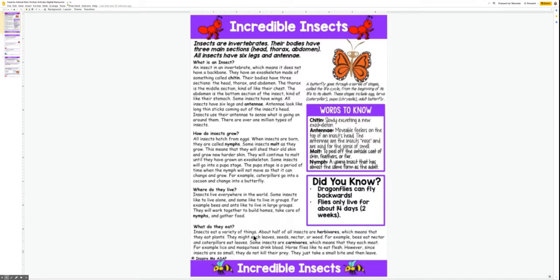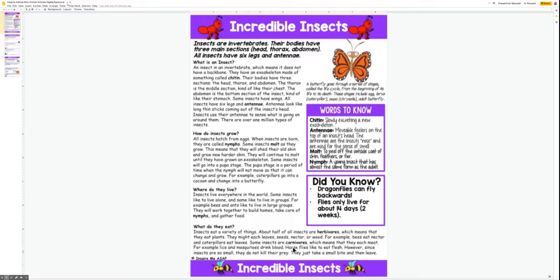Insects eat a variety of things. About half of all insects are herbivores. Ooh, do you remember what herbivore means? Good, let's keep reading. Which means that they eat plants. They might eat leaves, seeds, nectar, or wood. I think that was supposed to be eat. For example, bees eat nectar and caterpillars eat leaves.